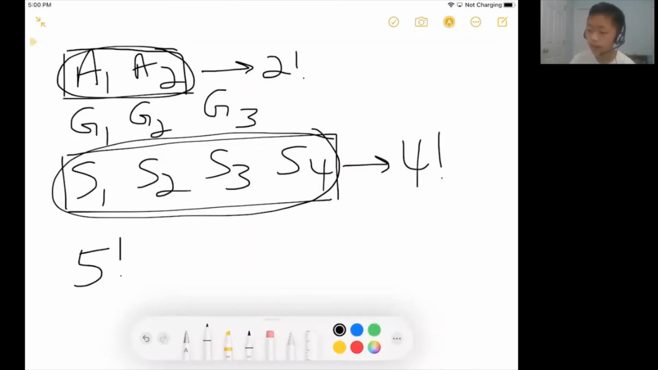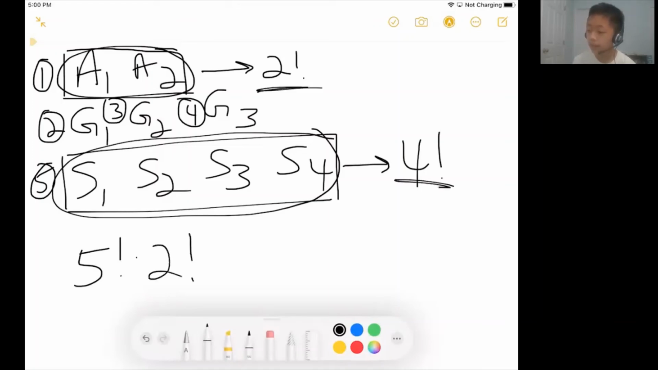So if I call these book 1, book 2, book 3, book 4, book 5, I have 5 books that I can arrange in 5 factorial ways. And I know there are 2 factorial ways to arrange the Arabic books and 4 factorial ways to arrange the Spanish books. And 5 factorial is 5 times 4 times 3 times 2 times 1, that's 120.